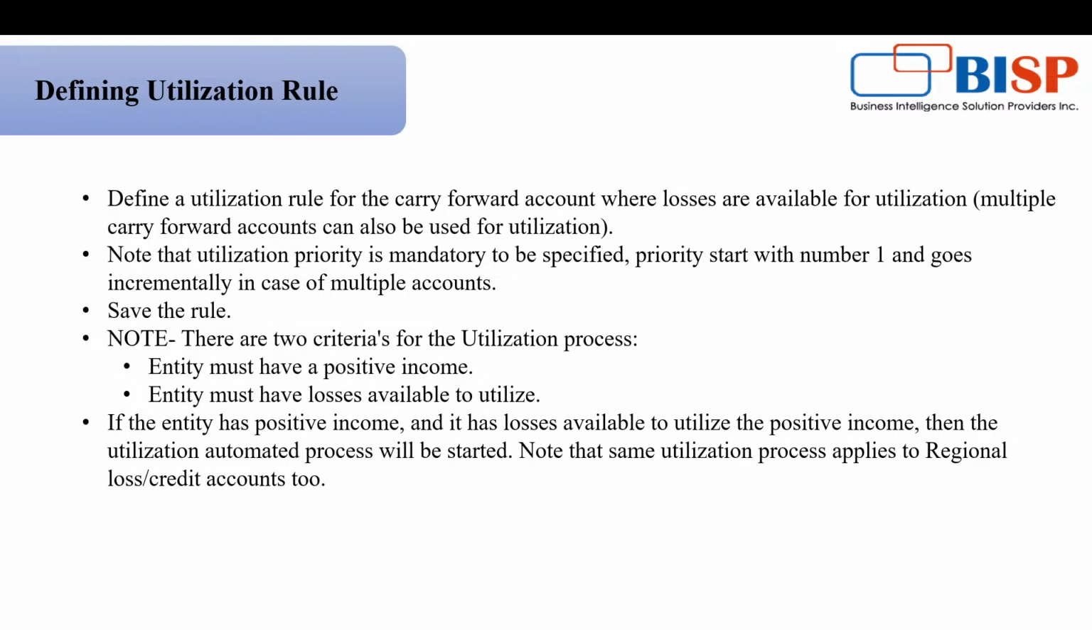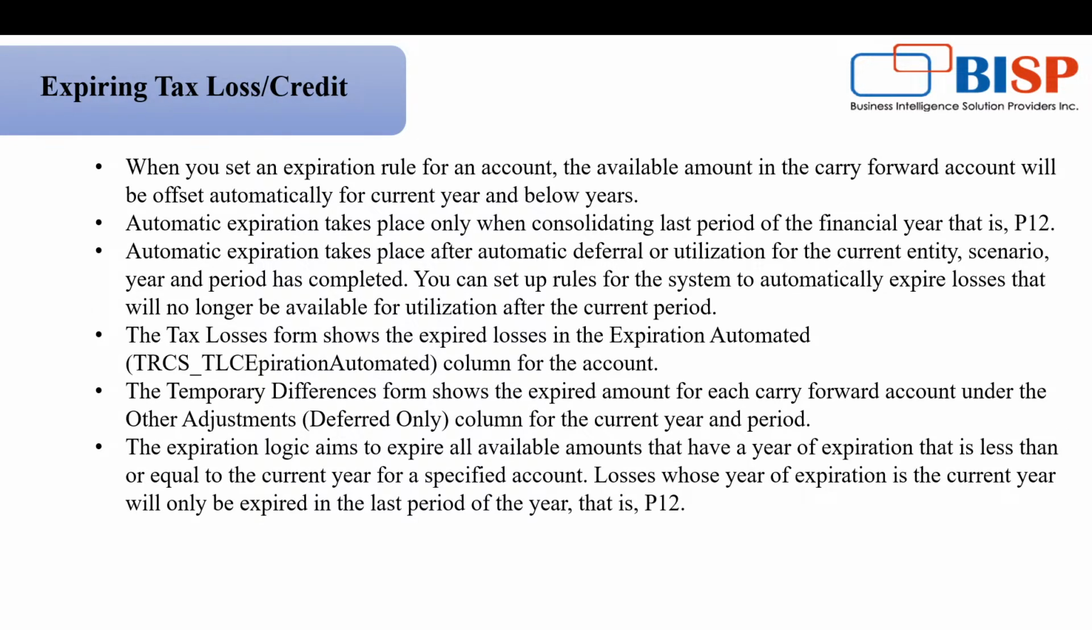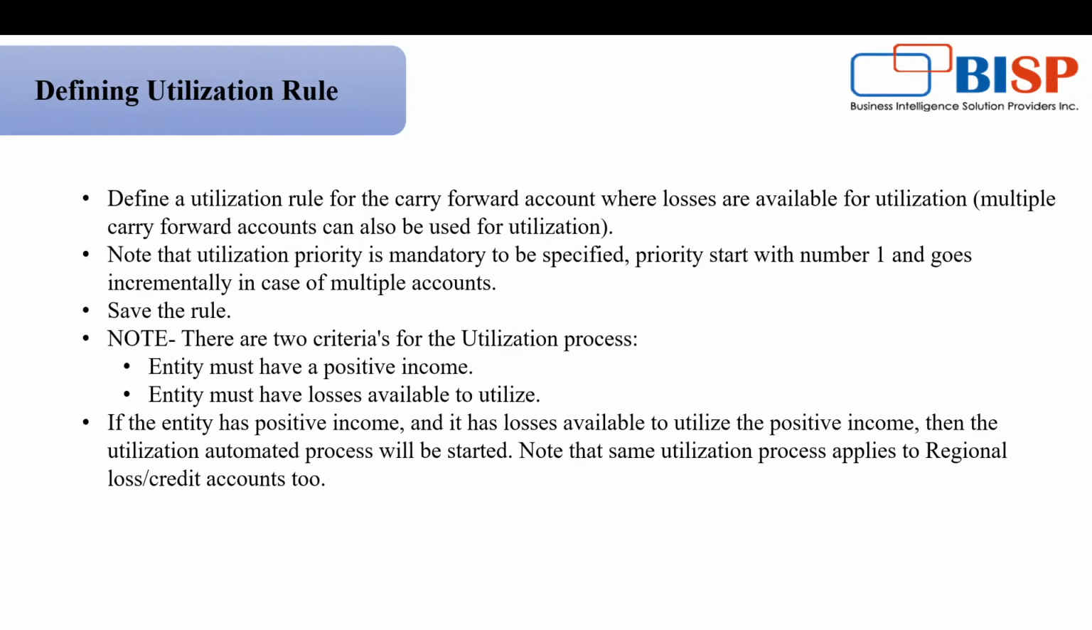Then we have our utilization rules. Alright, so in a utilization rule, explain how to set up the utilization rules. Carry forwards are applied to current positive income, how to specify multiple carry forward accounts and their utilization priority, and the two criteria required for the utilization to trigger, that is, the entity must have a positive income, or the loss must be available to utilize, right?